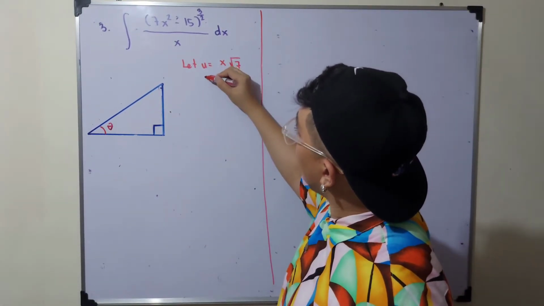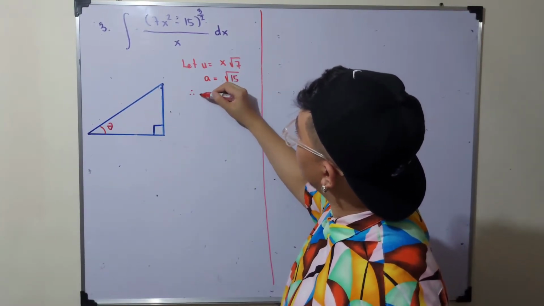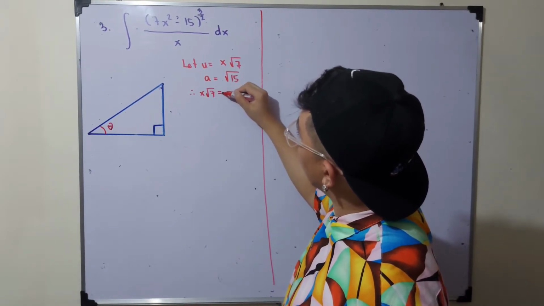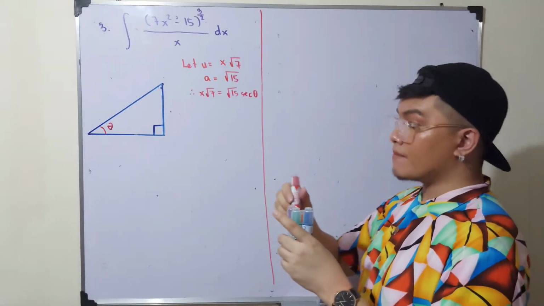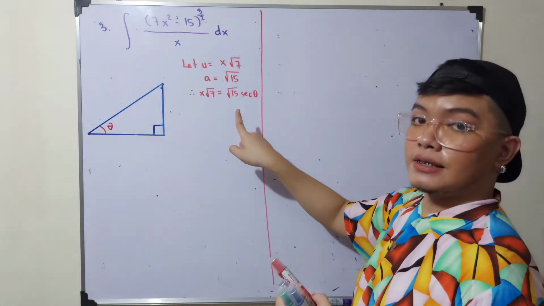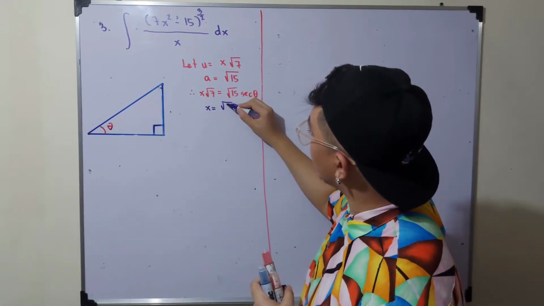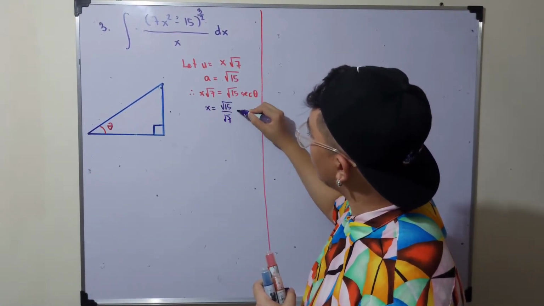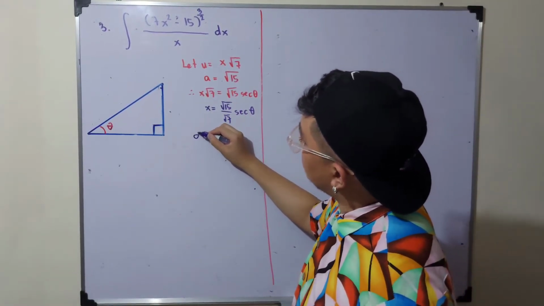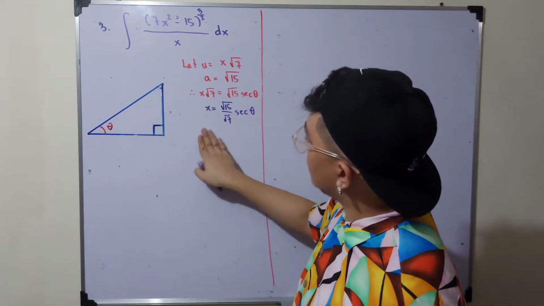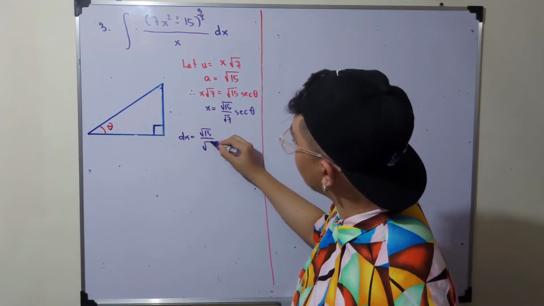Then the a is also not a perfect square. So, therefore, x square root of 7 is equal to square root of 15 secant theta. So, u is equal to a secant theta. Okay. So the x is square root of 15 over square root of 7 secant theta. And then, we're going to get the dx. So, square root of 15 over square root of 7 secant.